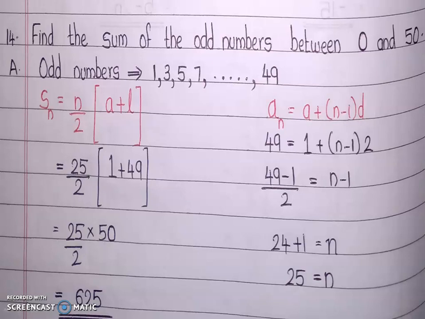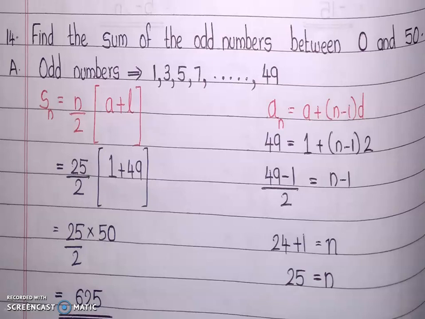Today we have to discuss two more questions. Let us start with question number 14. Find the sum of the odd numbers between 0 and 50.